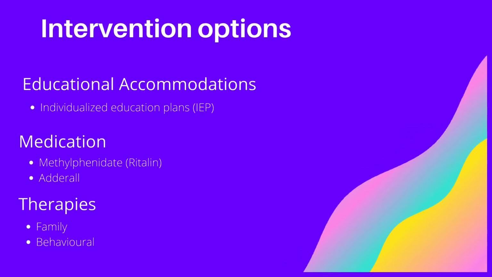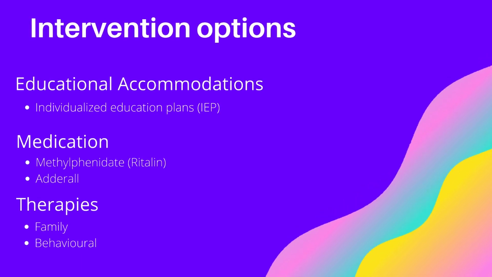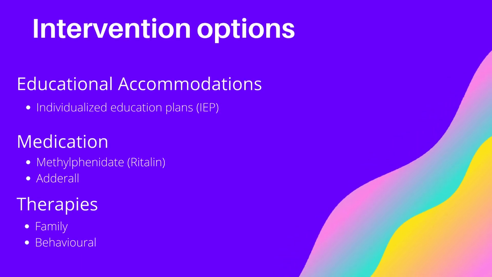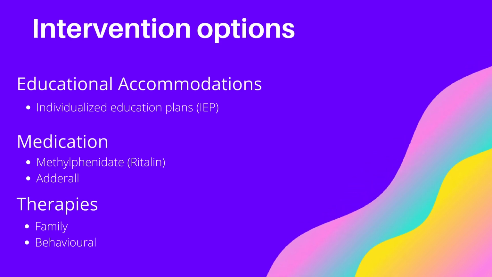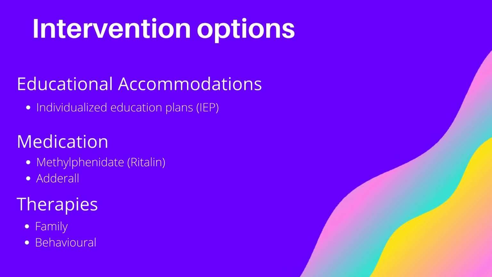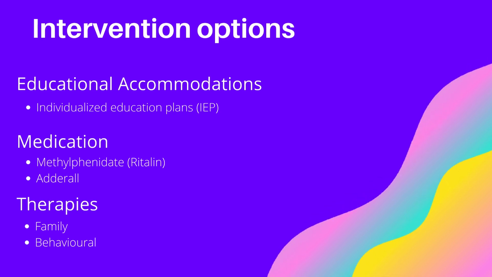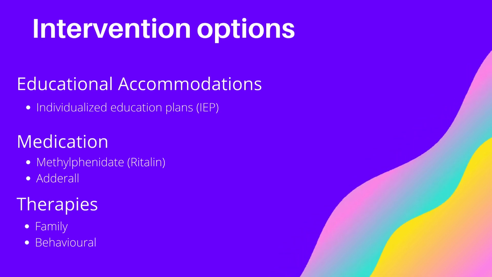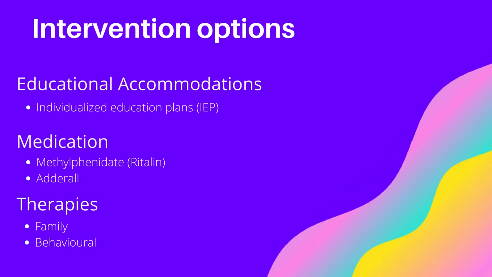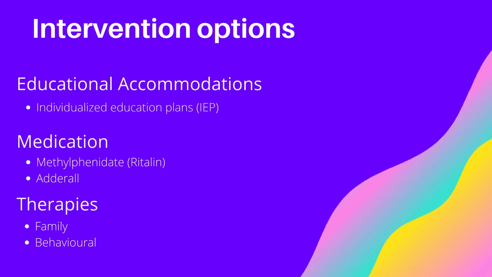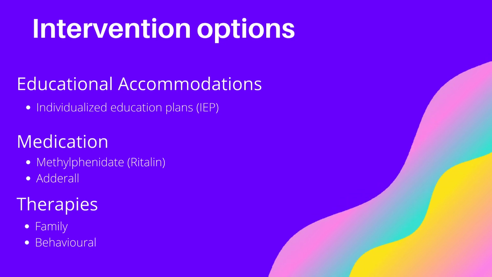There are a variety of intervention options for those with ADHD. For educational accommodations, individual education plans, or IEPs, are used in order to aid the individual in having success in their education. The most common form of intervention is medication. The most often prescribed medications are methylphenidate, or the name brand Ritalin, and Adderall. These drugs work to stimulate the central nervous system and ease the symptoms of ADHD. Therapies are also an effective option on both an individual and family level. These help with understanding how to live with ADHD and develop strategies that work with their diagnosis.